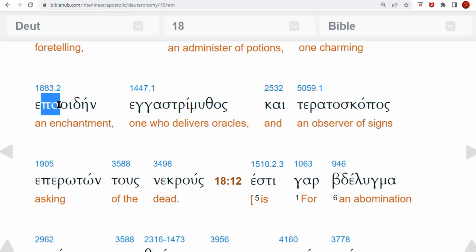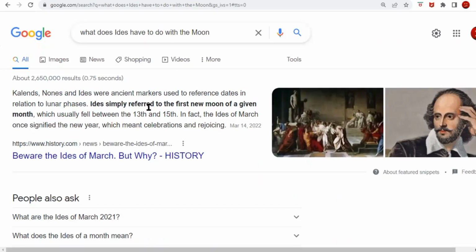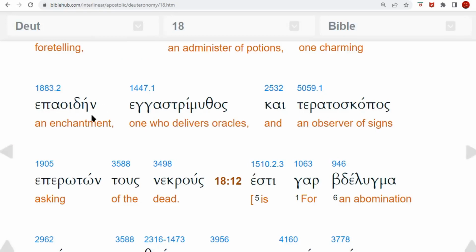And then the pay, and then of Iden. The pay of Iden, the pay is the face of hiding. But it's also the face of Iden. Iden are the moons at the Ides. The Ides are the first new moon of a given month. The Ides, the tides, which fell between the 13th and the 15th because they were counting the beginning on a full moon. And so the pay of Iden is also the face of hiding.